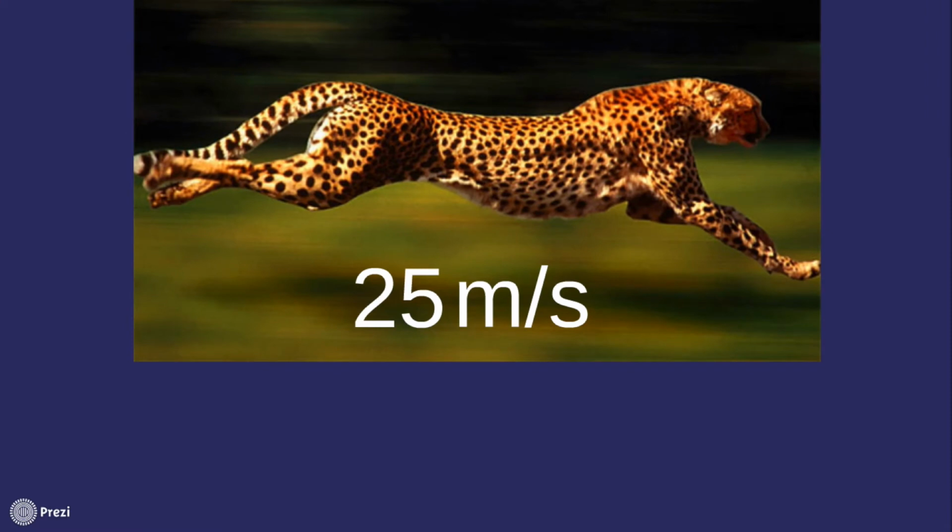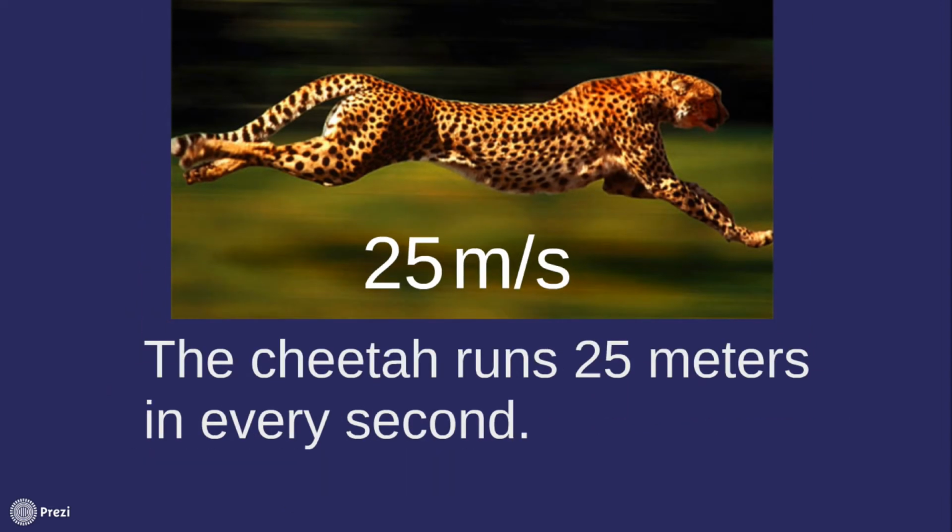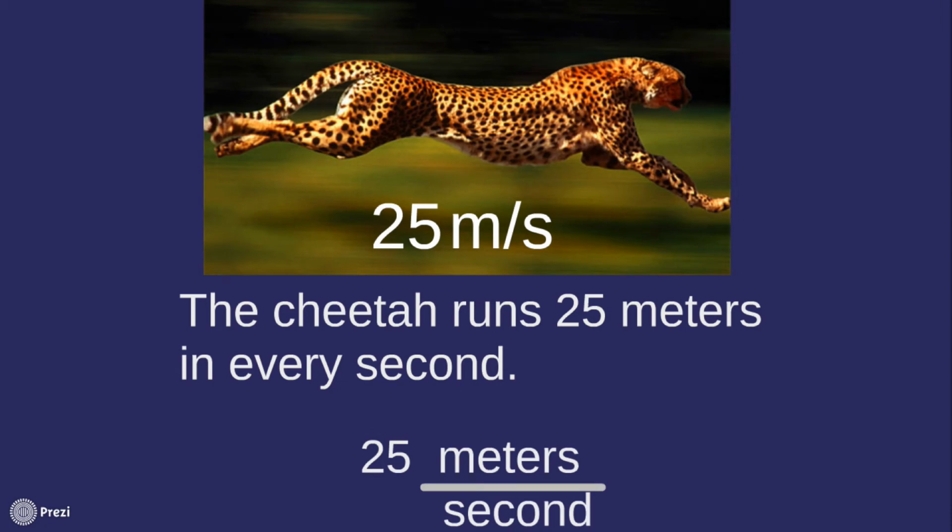Let's look at our speed example. Our cheetah is running 25 meters per second. What does this mean? It means the cheetah runs 25 meters in every second. Or we write it as 25 meters per second. Here we explicitly show that the meters are over the seconds. But to make it even more clear what we're talking about, let's put a 1 here. Because the cheetah is running 25 meters in every 1 second. Now we know the 1 doesn't change the meaning of it, but it really explicitly shows here that the seconds are separate from the meters, and the 25 corresponds to the meters, and the 1 corresponds to the second.